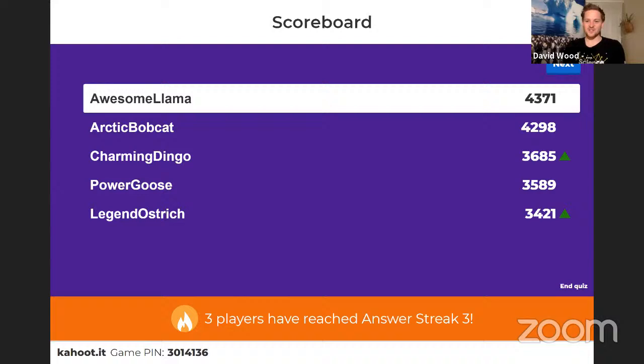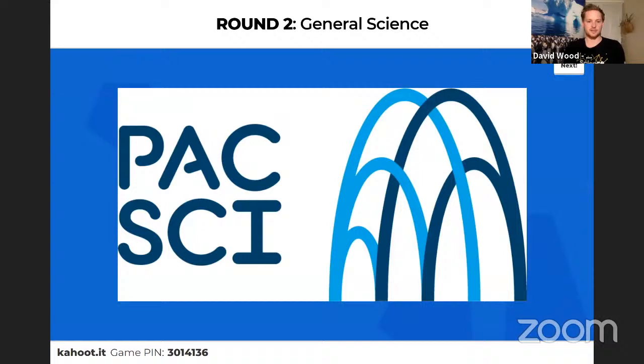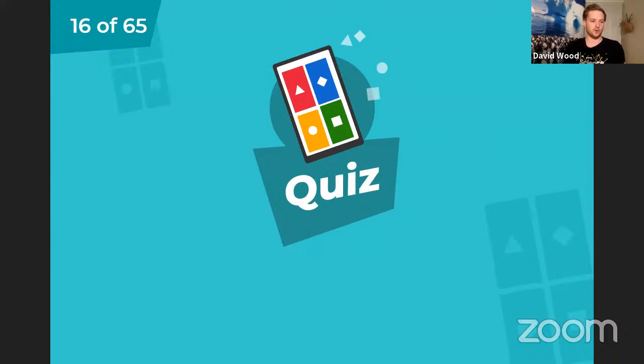All right, so we are moving on to our second round, which is going to be a general science round. So this won't just be what's been in the news this past week. This is going to be all sorts of areas of general science. Our first question is, what is the name of the Mars 2020 rover? So what's the official name that NASA have given the Mars 2020 rover? We're looking forward to that launch later this summer.